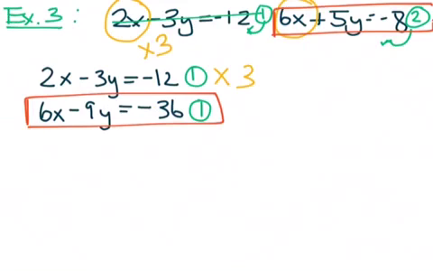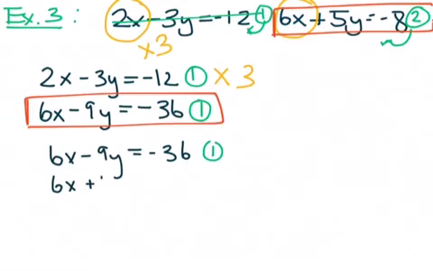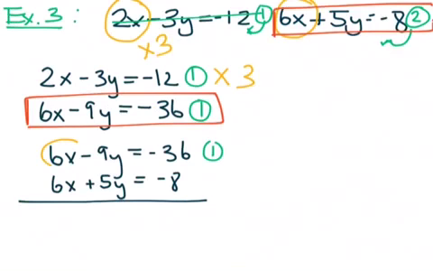So we'll write the first one first. I've got 6x minus 9y equals negative 36, and that was equation number 1. Then I'm going to subtract equation number 2, which is 6x plus 5y equals negative 8. So we've got 6x minus 6x, which is just 0, which is why we made them match, because we want to eliminate one of the variables, which is why it's called elimination.